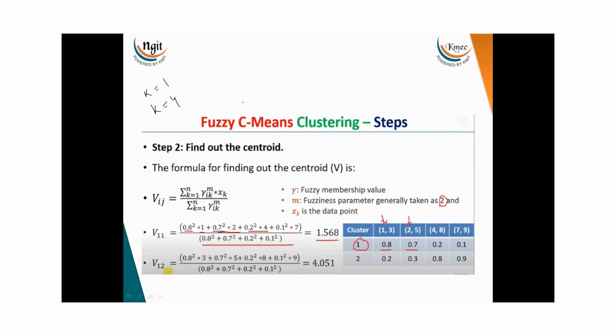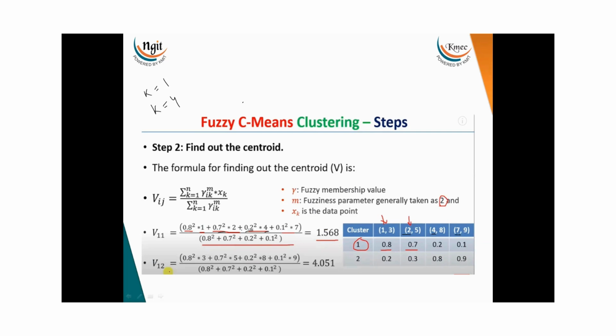Multiply by what? Multiply by the data point. What is my data point value in this case? My data point value is 2, so we multiply with 2 here. Plus, next, what is my data point? Next I'm talking about the data point which belongs to cluster 1. The data point is 4, and the probability that this data point belongs to cluster 1 is 0.2. So we kept 0.2, multiplied with the data point, plus next, what is my next data point?